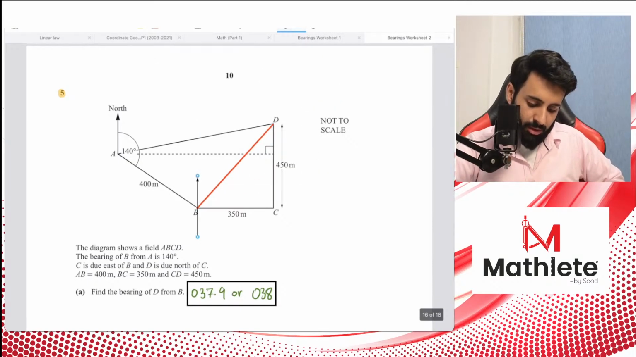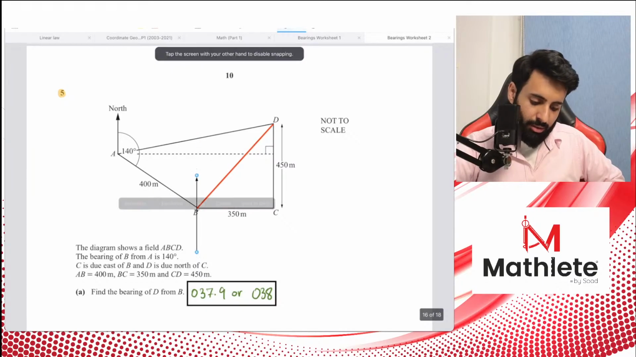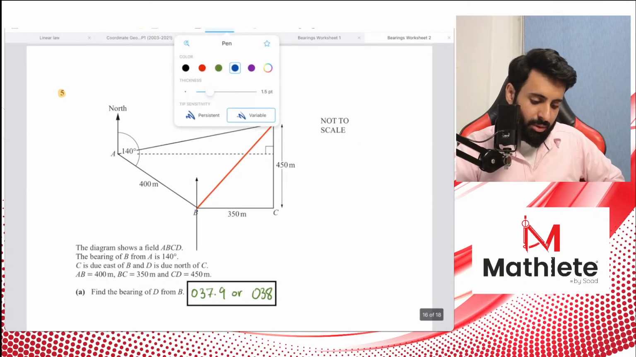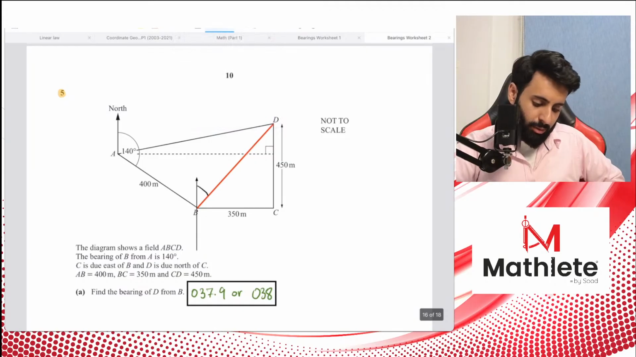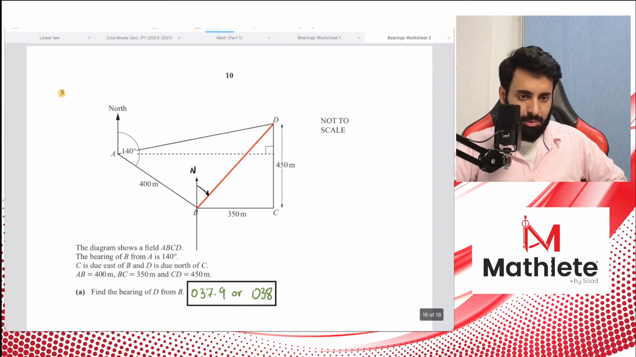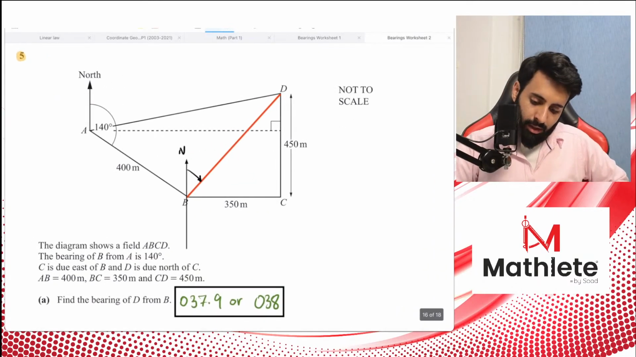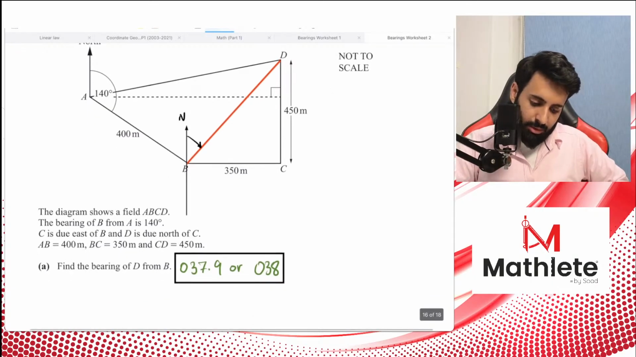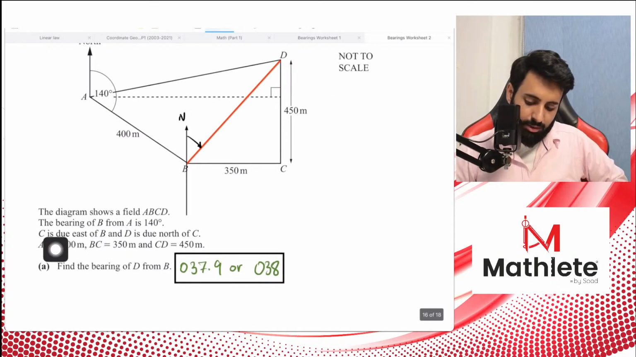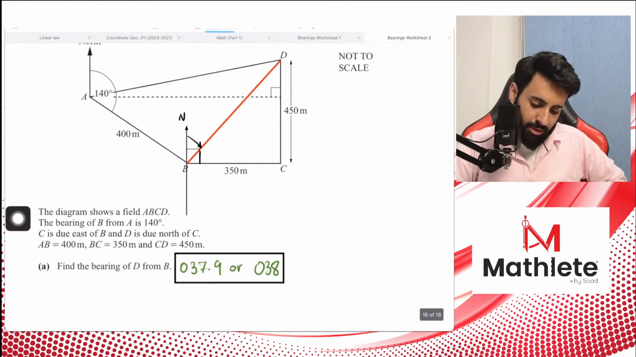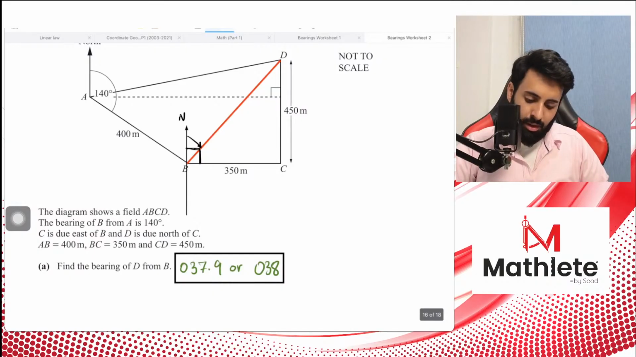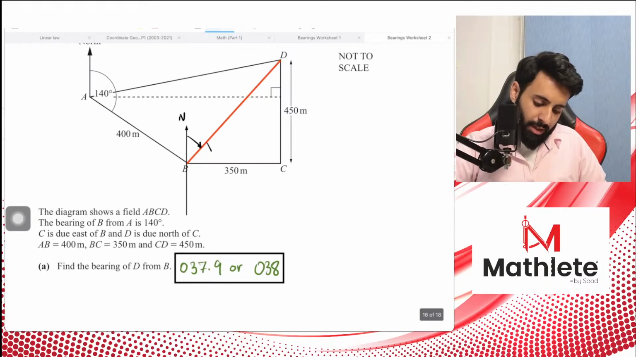Next thing is that if you want to find out the bearing of D from B, it's kind of obvious that B is going to be your starting point. So we'll make a north at B, and if you think about it, this is the angle that we want. Now we can't find out this angle right away, so we've got to come up with a method which allows us to find this angle. Now notice how the question said that C is due east of B. This is not just a coincidence. It's trying to tell you that this entire angle that you're looking at is actually a 90-degree angle, and this is going to come in handy later on. So how about we find out this angle?